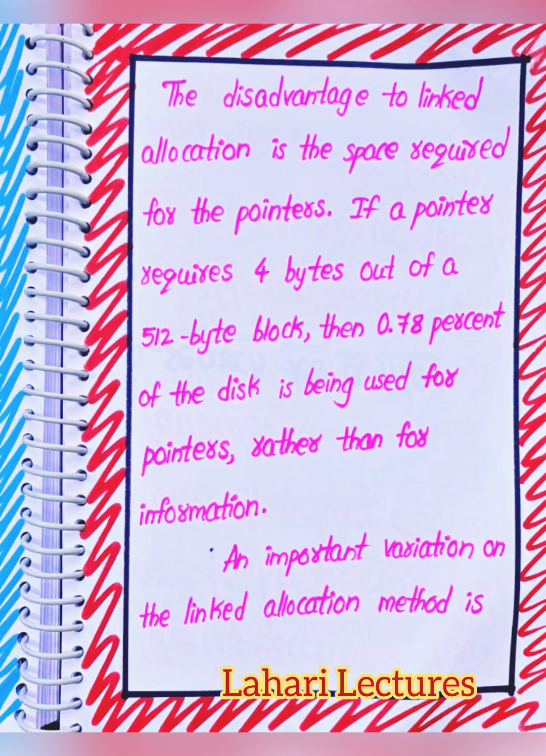Another disadvantage of linked allocation is the space required for the pointers. If a pointer requires 4 bytes out of a 512 byte block, then 0.78% of the disk is being used for pointers rather than for information.